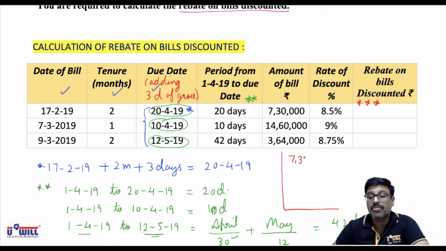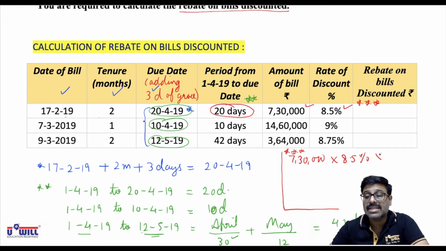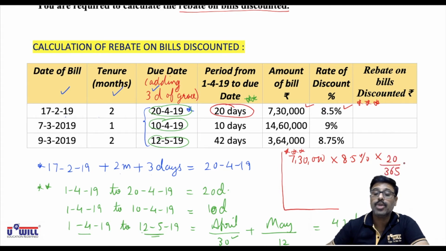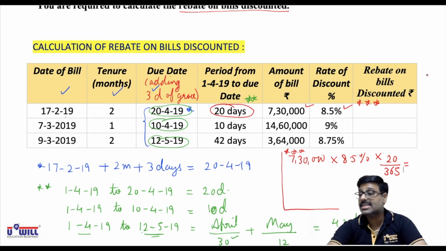7,30,000 is the amount of bill, into 8.5% is the rate of interest or discount the bank is going to charge. Now the bank will charge for 20 days of next year. That is our next year's income. So 20 divided by 365, okay, 20 days divided by 365.